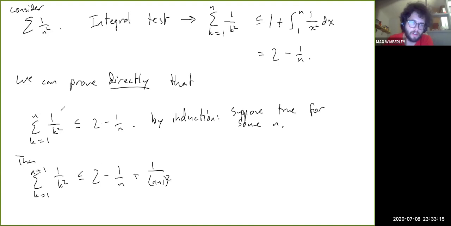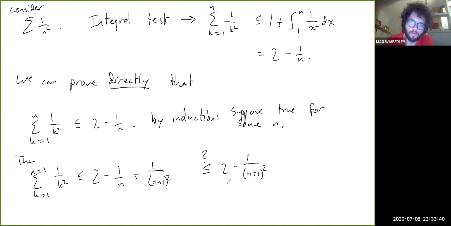I used the inductive hypothesis to bound the first n terms above, and then I have one term left over when k equals n plus 1. So that's what this is, right? Now the question is, is this less than or equal to 2 minus 1 over n plus 1 squared, right? And that's equivalent to, well, to the question.